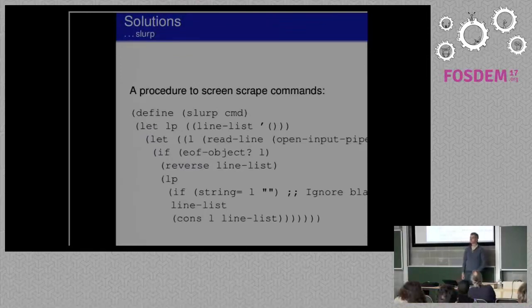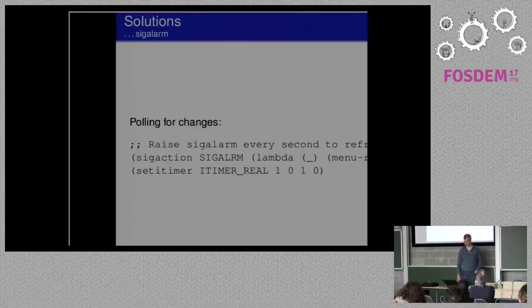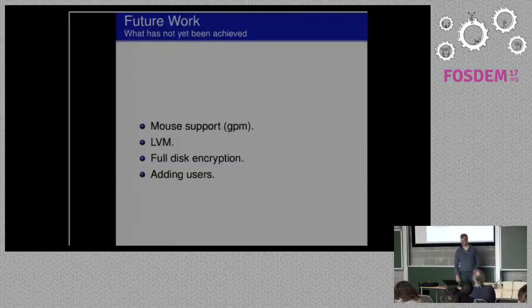This is a brief procedure I wrote to get around the first problem, the lack of bindings. What I basically have to do is screen scrape commands. So I run a command in a pipe and collect the output that comes onto standard out and then post-process it. Also not nice, but it does work. Here's how I do my polling for changes. I just use SIGALRM to poll every second. Again, not nice, but it works. But what can one do without the infrastructure?